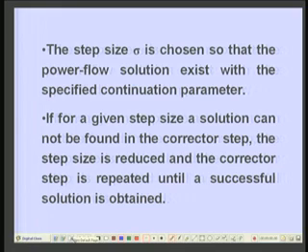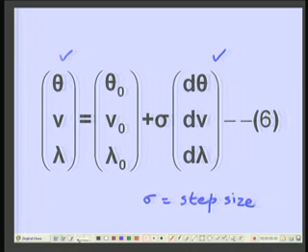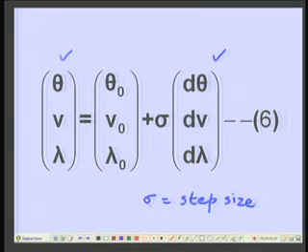The step size sigma is chosen so that the power flow solution exists with a specified continuation parameter. The idea here is that the step size sigma should be such that you can perform the normal power flow solution and obtain the complete solution, that is, you can find all the voltages and their phase angles.